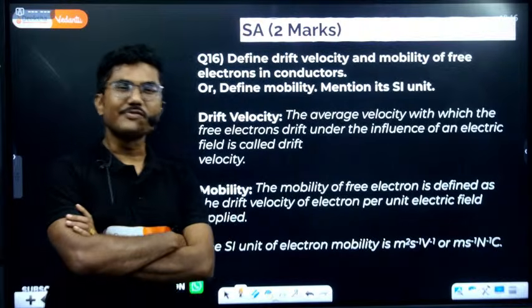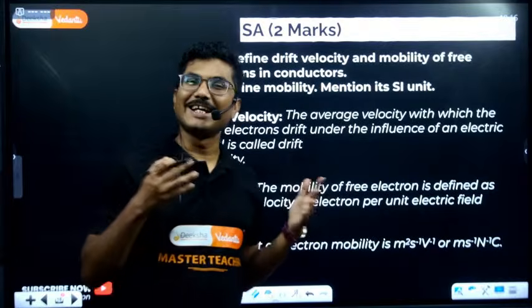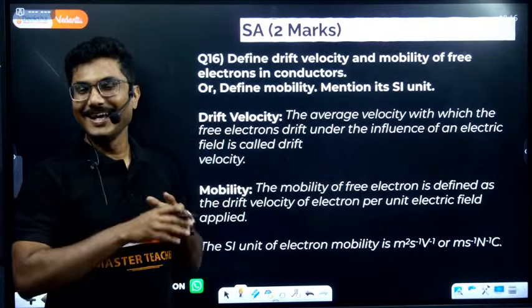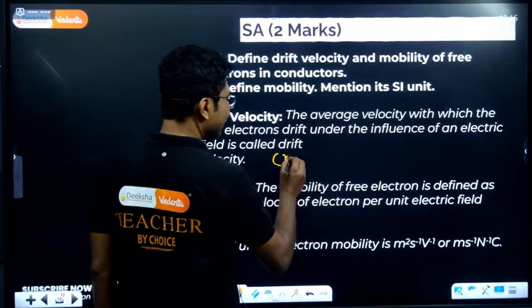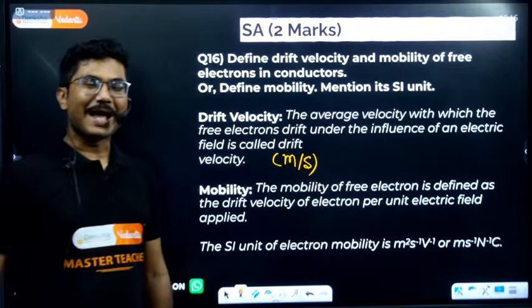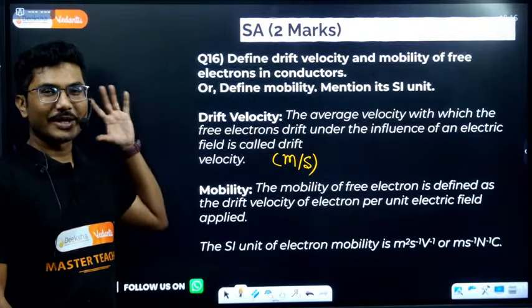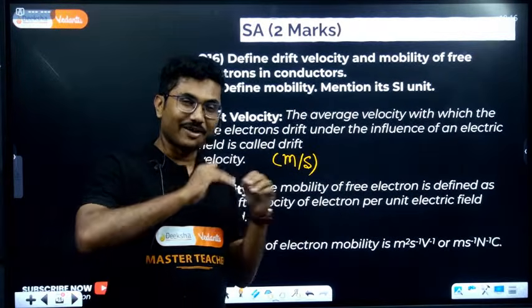What is the unit of drift velocity? The unit of drift velocity is nothing new. It is the same as velocity. Okay, I just tried to confuse you. Remember, drift velocity's unit is meter per second. Yes, same as velocity or speed. So drift velocity is also a type of velocity, the average velocity.